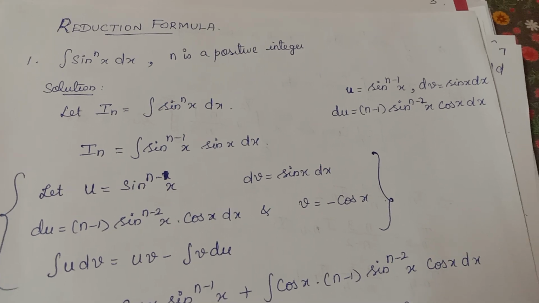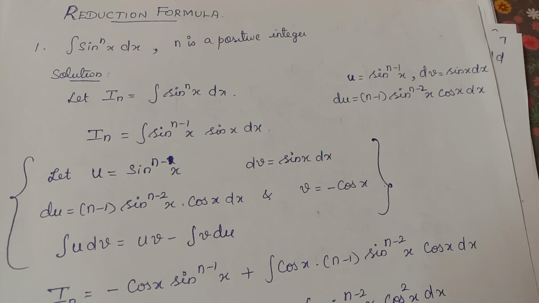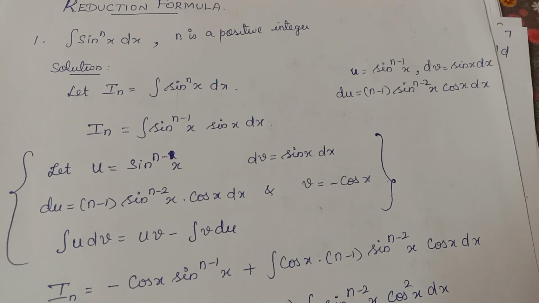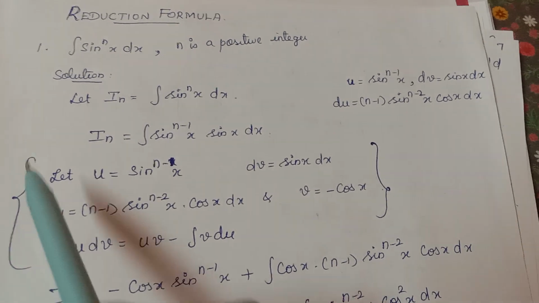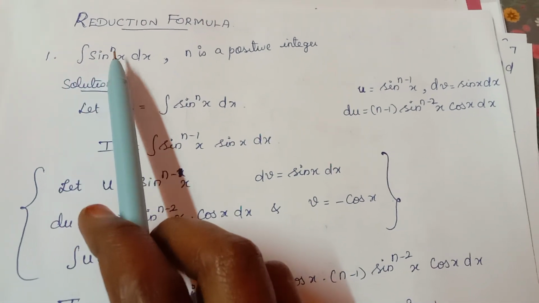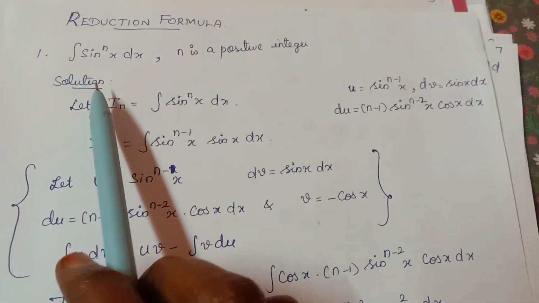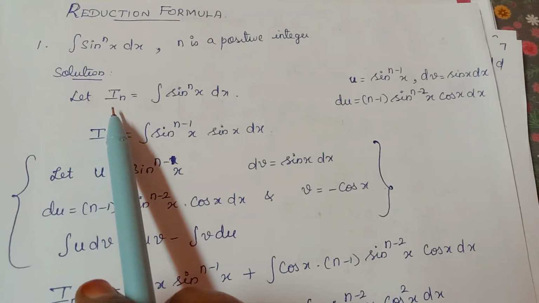Problems I will cover in a different video. Okay, so just the procedure and the formula, how to find the formula, that is the thing we are going to discuss in this video. So the first one is for finding the reduction formula for integration of sine power nx, where n is a positive integer. Okay, let us take the given integral as In.